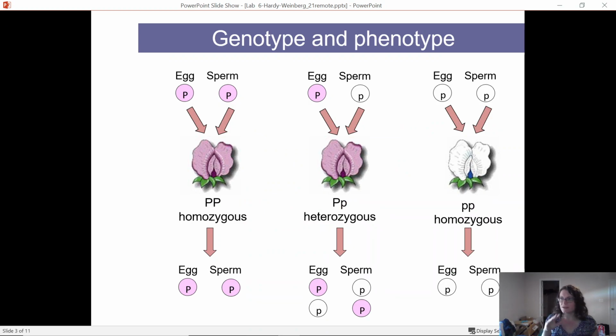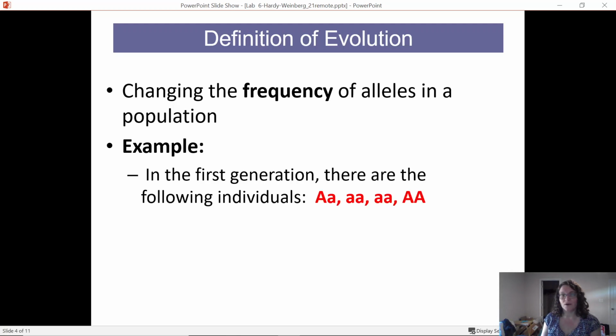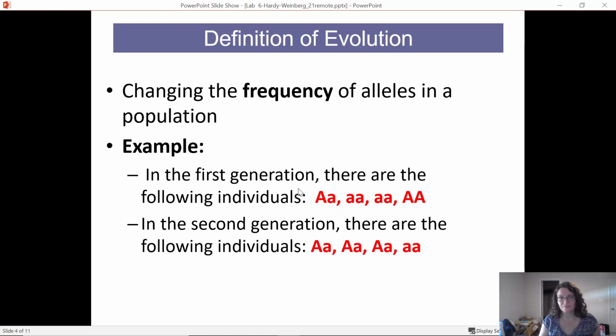So this just shows how that works, and the definition of evolution is the changing of frequency of alleles. It's not just changing the phenotypes, how individuals look, but the idea is that the alleles, the frequency that they are presented is here, okay? So in the first generation, there's these characters. We have two homozygous recessives, one homozygous dominant, and one heterozygote. If we switch to the next generation, there being this, technically there's been no evolution.